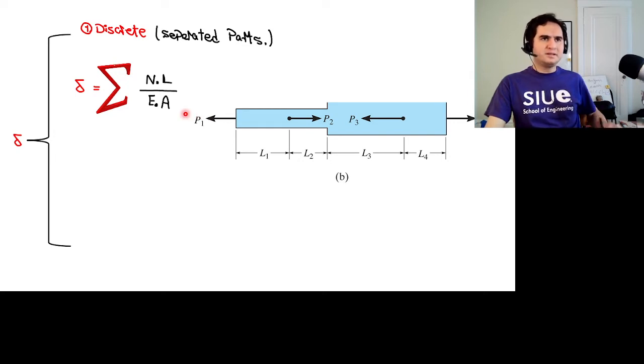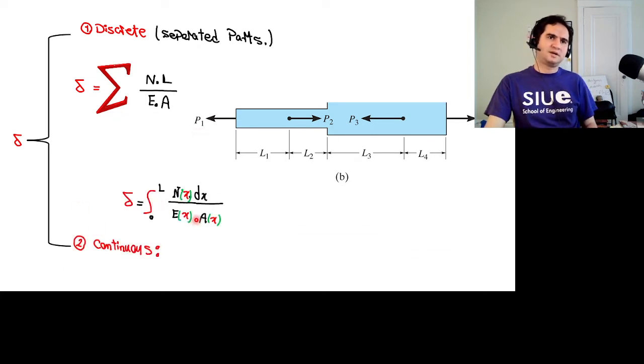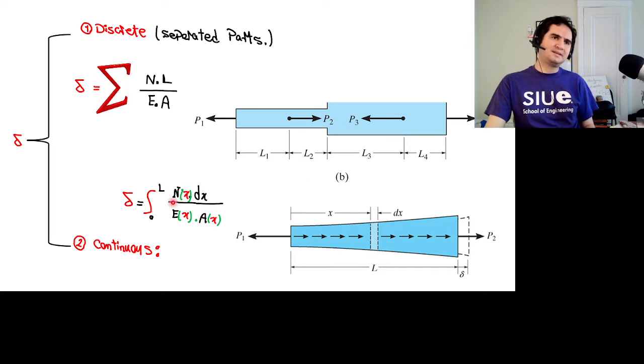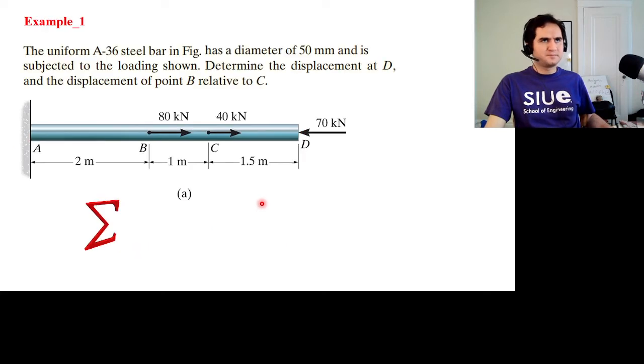The second condition is when we have a continuous shape, like what you can see here. In that case, we need to integrate from 0 to L for the whole length of our structure, with Nx times dx in the numerator over Ex times Ax. Let's put it to an example to see how it goes.